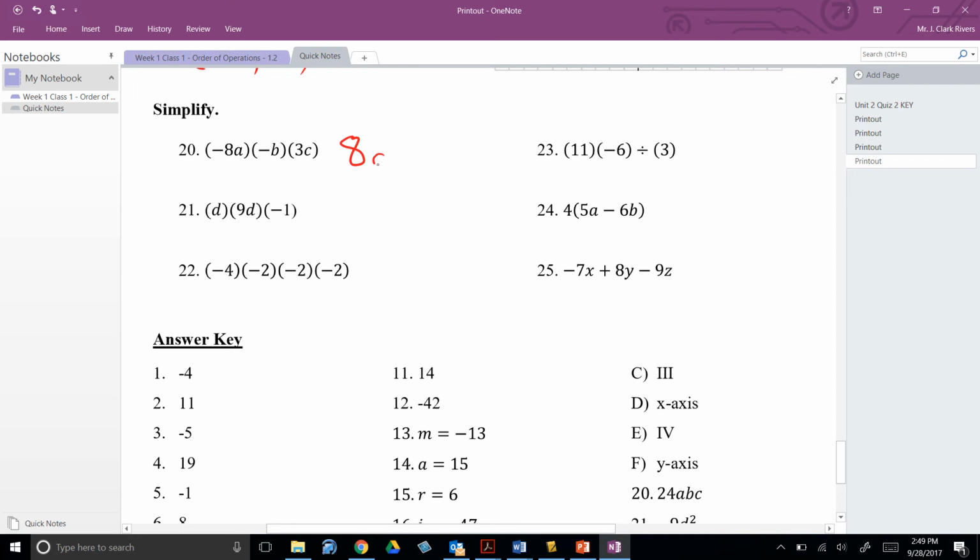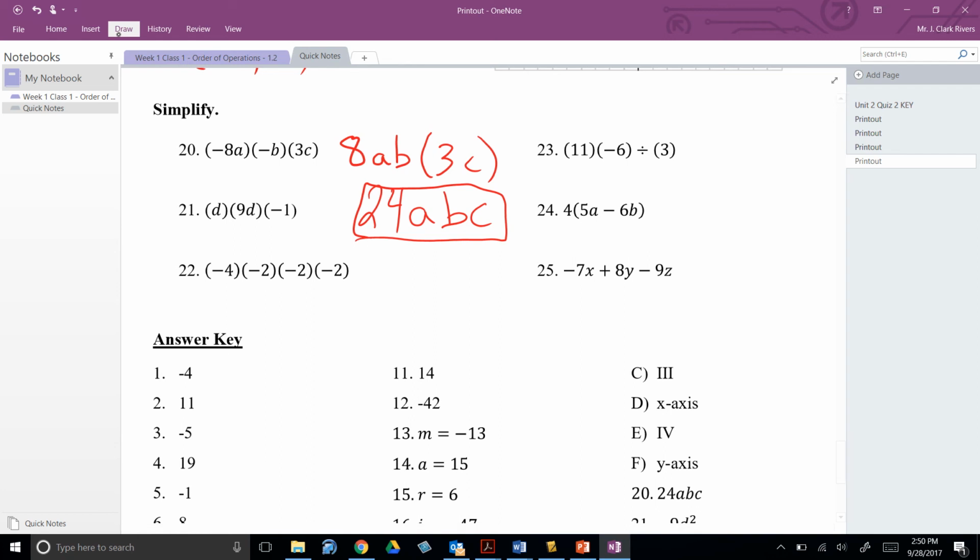And then A multiplied by B. I cannot combine those. Okay, so that was negative 8 times negative 1 is positive 8, and then A times B is AB. We are multiplying this by 3C. Again, I can multiply the coefficients. 8 multiplied by 3, that is 24. And then A times B times C. So 24 multiplied by A multiplied by B multiplied by C. There you go.